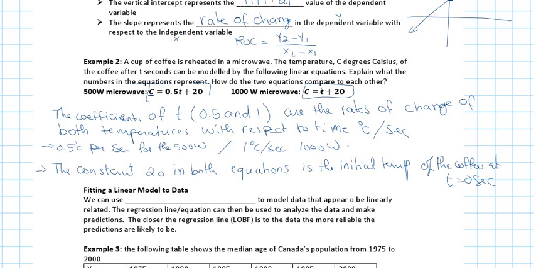Now, most of the time, when we go and collect data or do our surveys or whatever it is, we don't get the equation, right? We usually get points. We collect data, and then we have to graph the data and find our equation. So we can use linear regression to model data that appear to be linearly related. We call that linear regression.